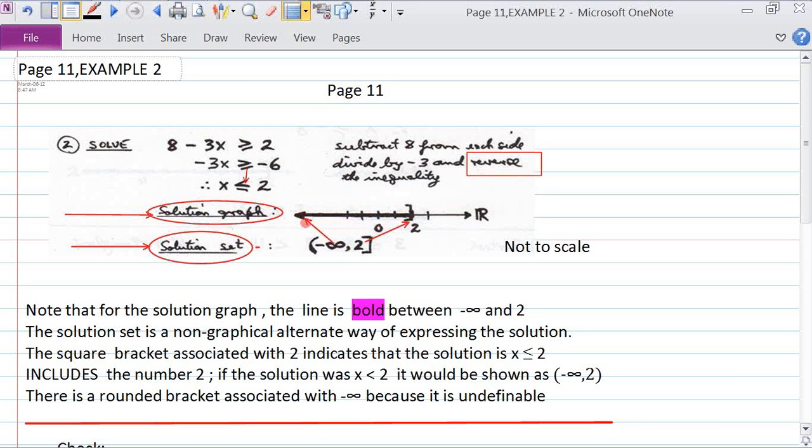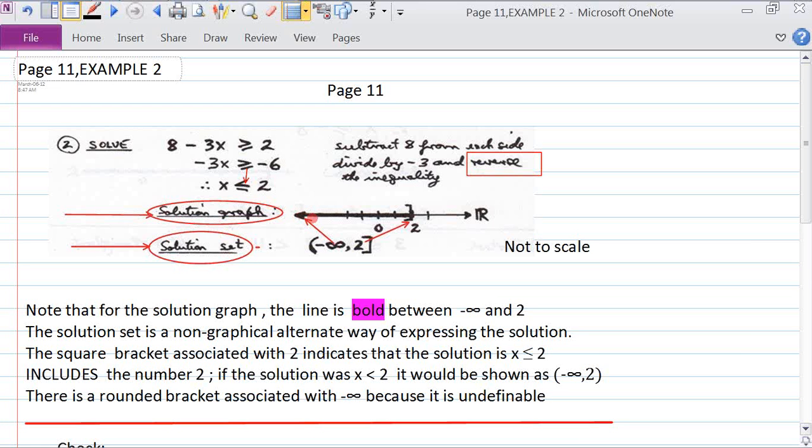And so obviously on this side of 0, the numbers are negative. We have a minus infinity. Minus infinity is undefinable. So we have this rounded bracket within the solution set. And this is square because it can equal 2. So as we said before, there are 2 ways to represent the solution graph and the solution set. You can use the square bracket right here to represent the 2 and the minus infinity here.